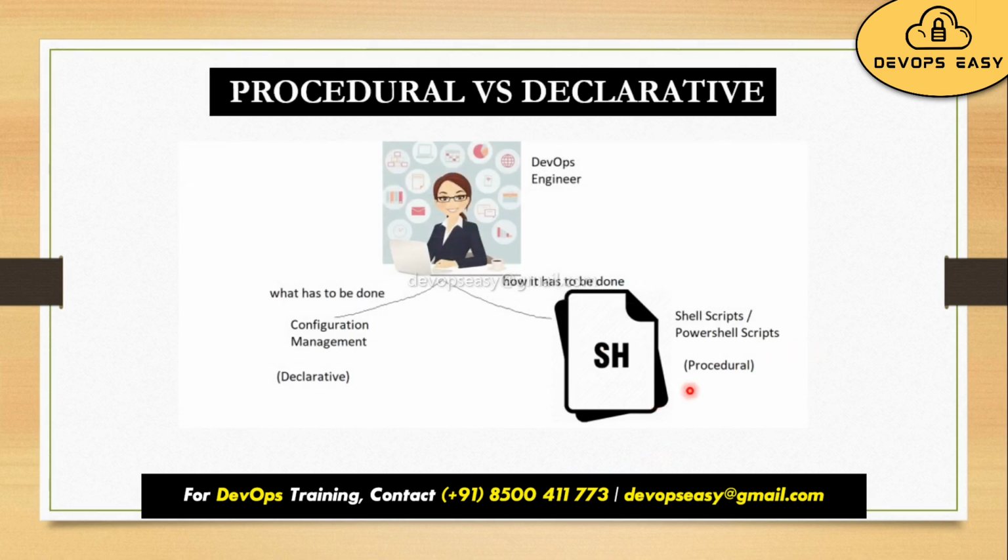In a shell script you need to define everything: for loop, if loop. If the software is not present, install. If the software is present, don't install. Like that you need to write the script. But in Ansible you don't need to do that. You just give state present, that's it. Ansible will go and install it in the background using Python.